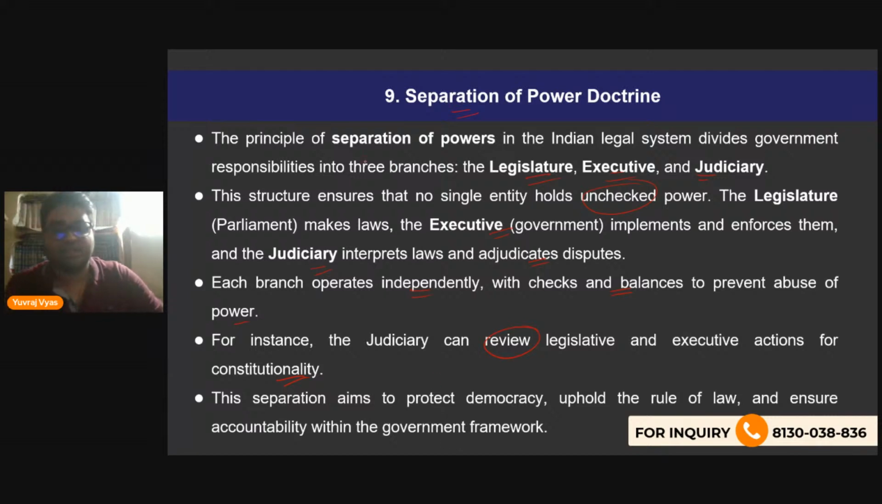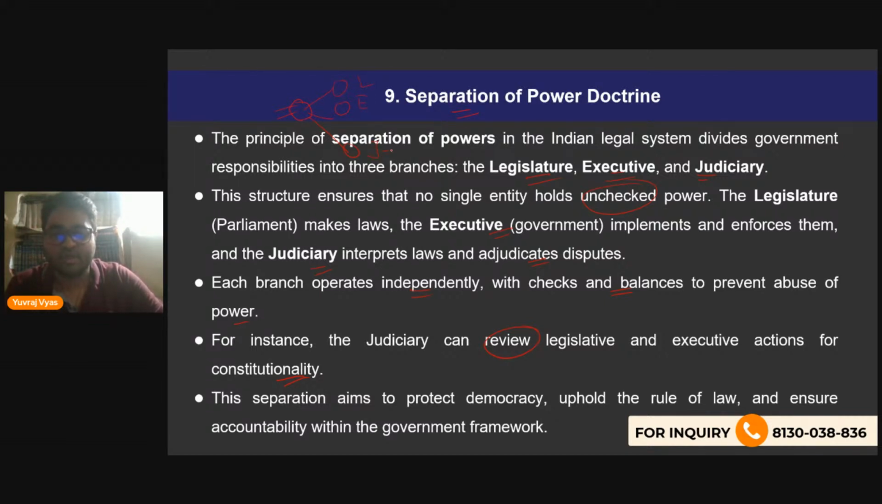Okay. So basically, there are three branches. As the saying goes, power corrupts and absolute power corrupts absolutely. So, if the power is concentrated only in one hand, there is a greater chance that it can be misused. So, the power is divided. Okay. So, under the doctrine of separation of power, there are three wings, which is the legislature, executive, and judiciary.